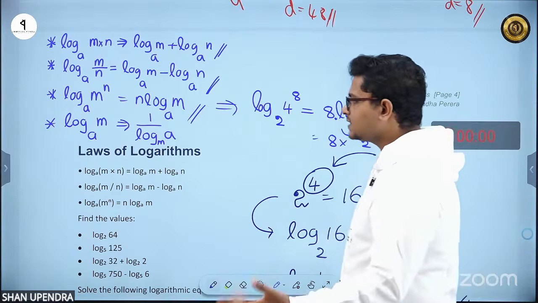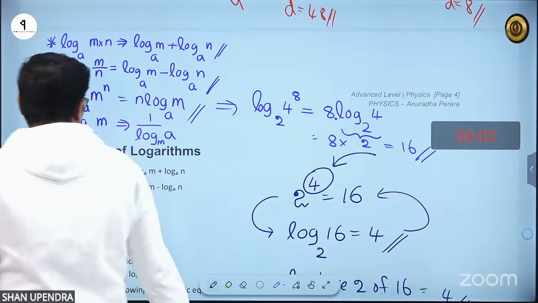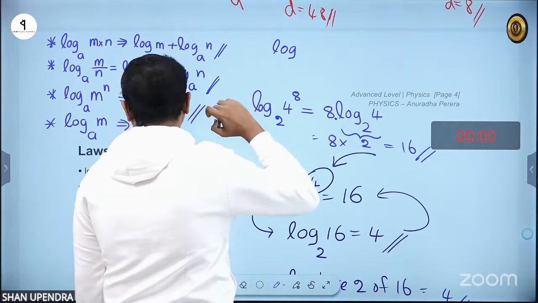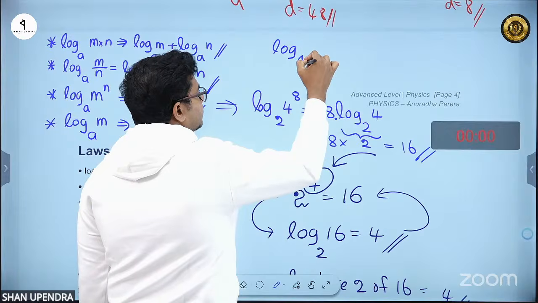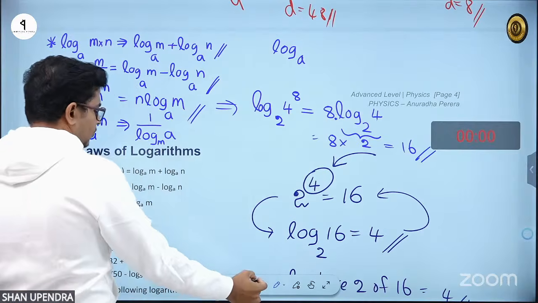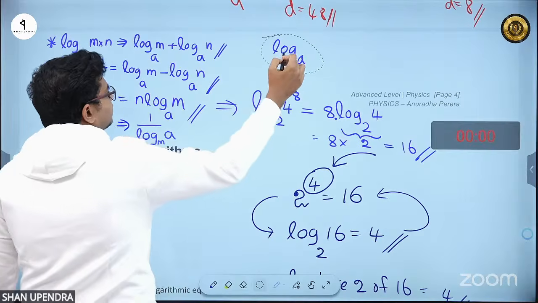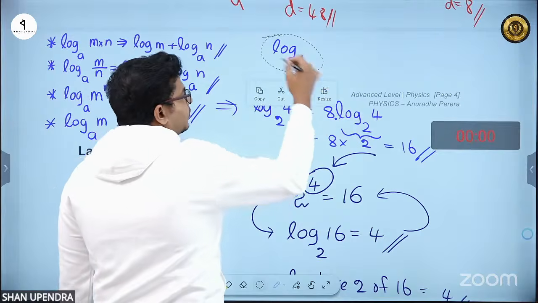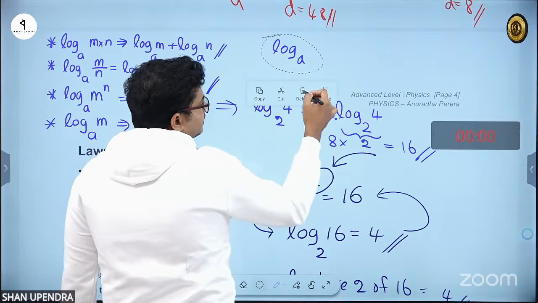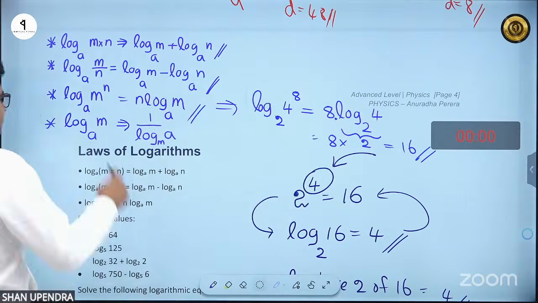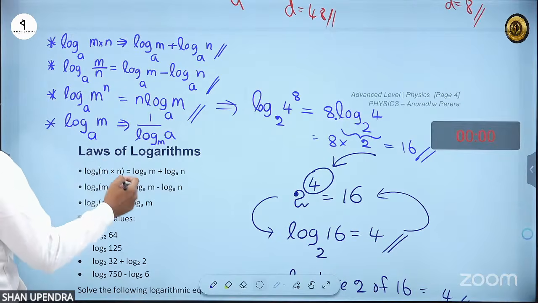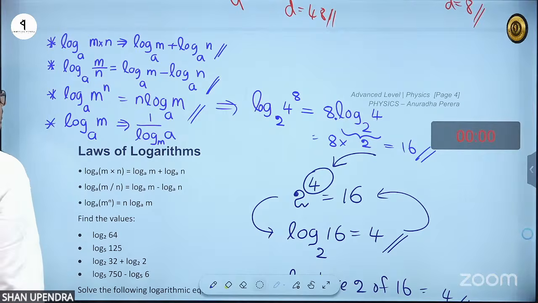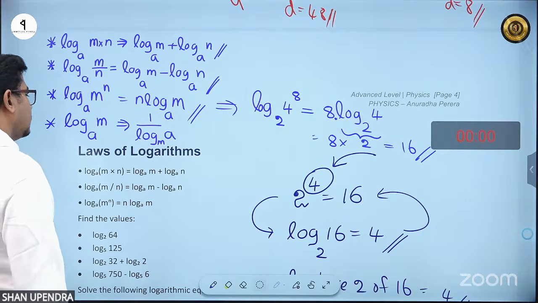There is another one, but that is not needed. You can learn those in mathematics, using a third property to represent a log term. Those are not needed for you. These three are the most important laws.